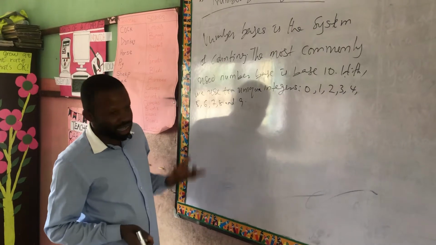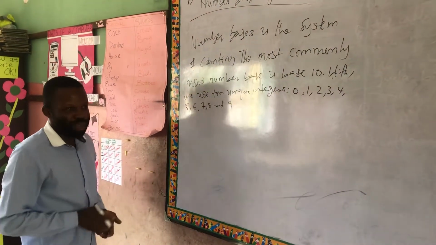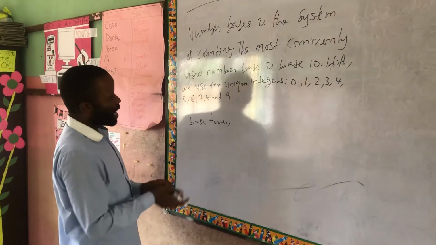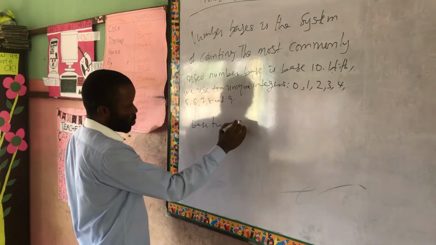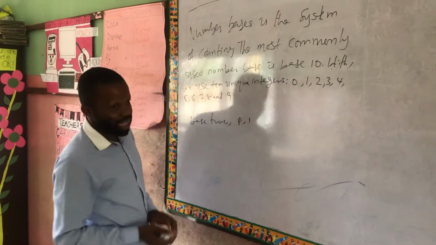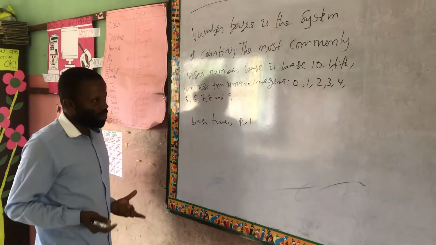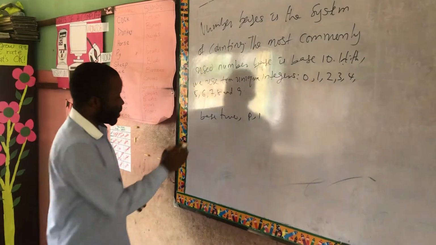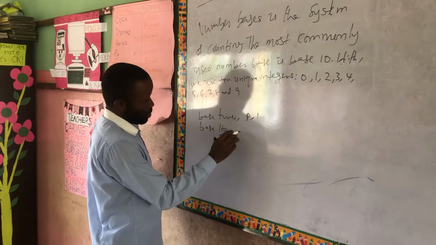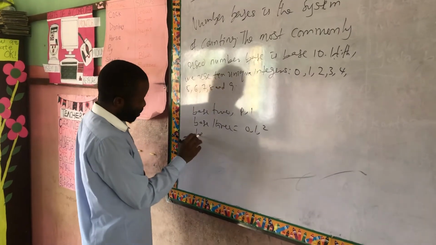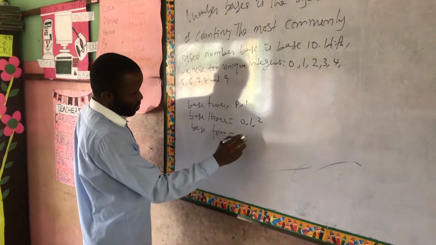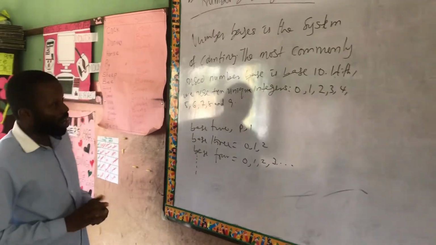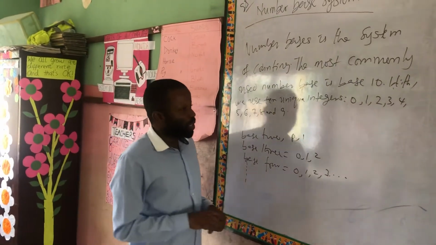That does not mean that it's only base 10 that we have. We also have other bases, like base 2. In base 10 we have 0 to 9, and 9 is the highest. In base 2, we have 0 and 1. And computers make use of binary. We humans use base 10, computers use binary. We also have base 3, which is 0, 1, 2. Base 4 is 0, 1, 2, 3, and so on.